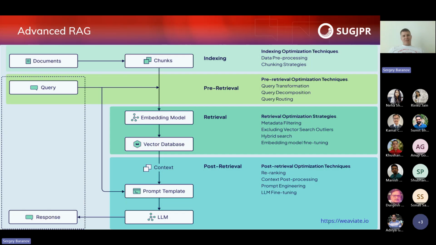And let's start with the advanced RAG techniques. All of these techniques can be divided into 4 different layers. First is indexing optimization, second is query optimization, third is retrieval optimization, and fourth is post-retrieval. And let's start with the indexing optimizations. There are 2 different techniques: pre-processing the data before indexing, and chunking strategies.